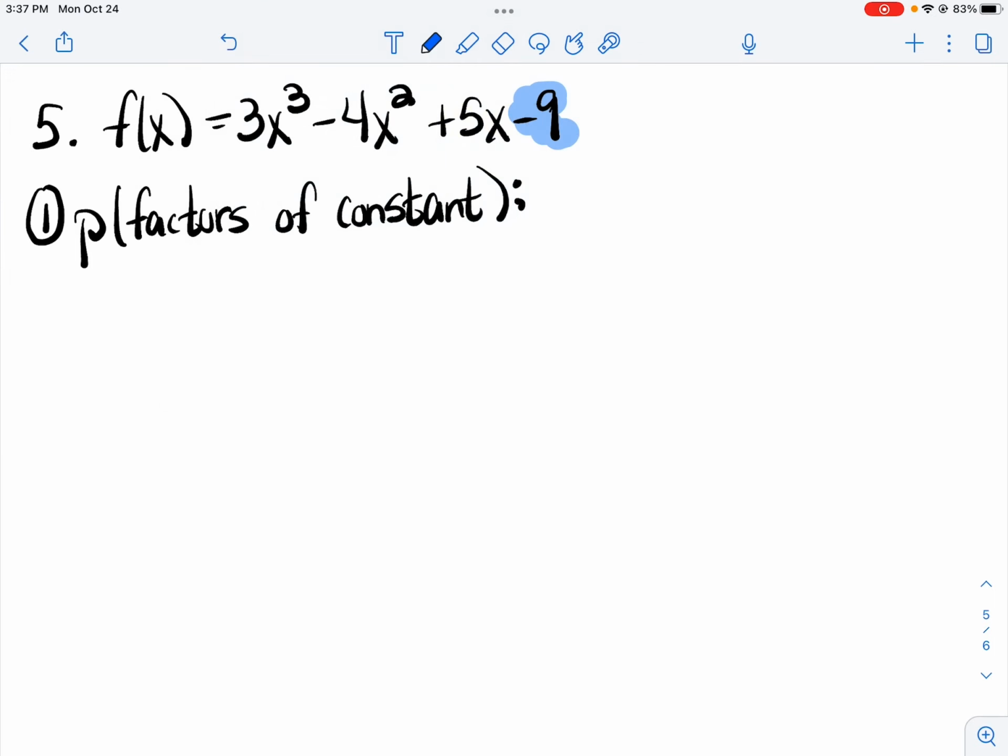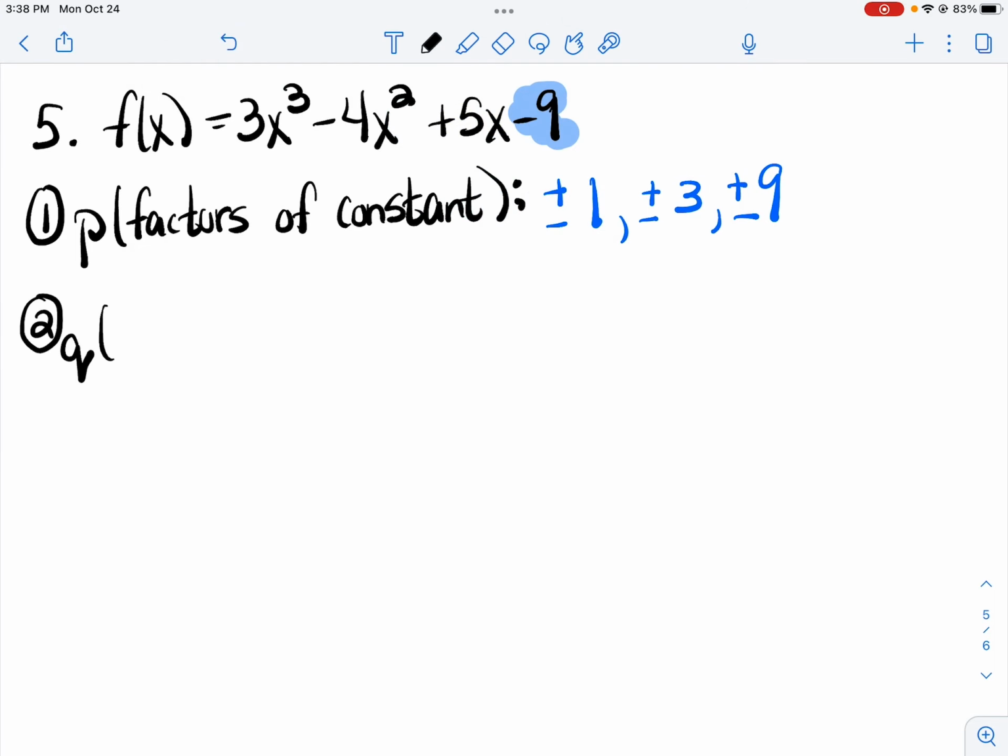And so the factors of 9 are 1 and 9 and 3 and 3. So 1, 3, and 9. Now I like to list those factors in increasing order. To get a -9, I could have a +1 or a -9. I could say -1 times +9. Or I could say +3 times +3 or -3 times -3. So notice that each of these has a plus or minus in front of them.